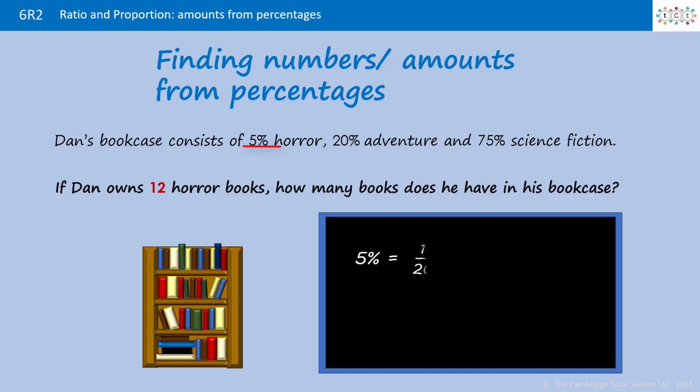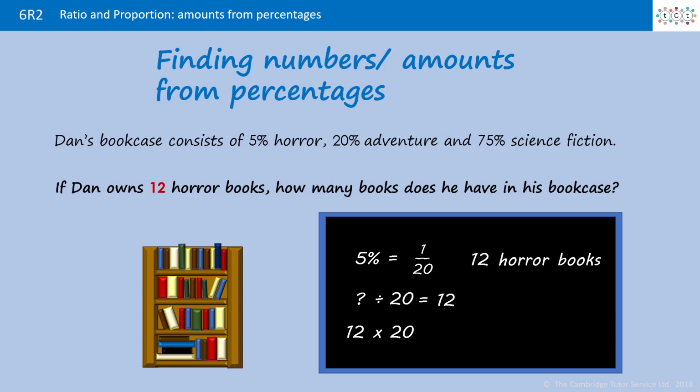5% is the same as 1/20th because there are 20 lots of 5 in 100. That 1/20th represents 12 horror books. Something, the total number of books, divided by 20 gives us 12 horror books. We need to use the inverse operation to take us back to whatever that number is, represented here by the question mark.